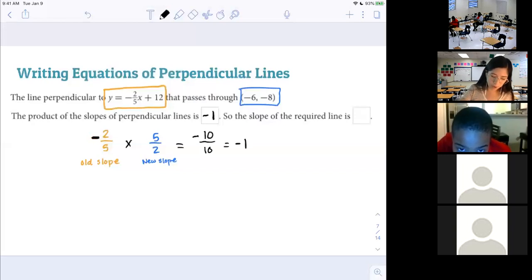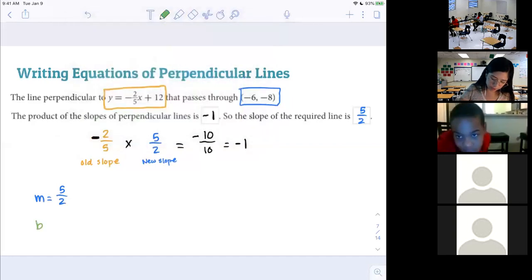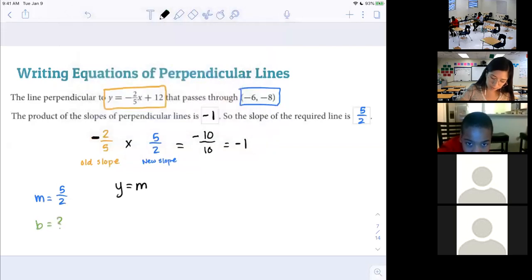So the slope of the required line, which we already know, is 5/2. So now we can go ahead and work on this problem. It's going to be exactly like the previous problem. So now I know my slope is 5/2. I don't know my y-intercept, but we're going to use our equation, y equals mx plus b, to find the value of the y-intercept. So now that we all understand how to do this a little bit better, I'm going to give you guys 2 minutes to find the value of the y-intercept, and then give me your answers in the chat.